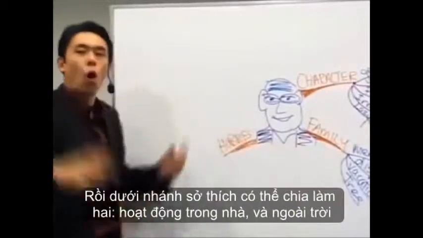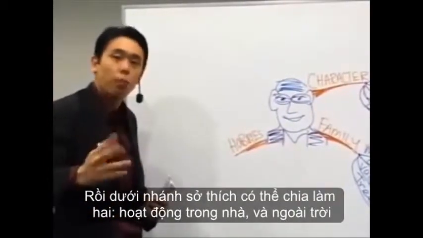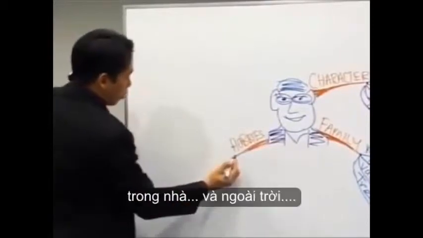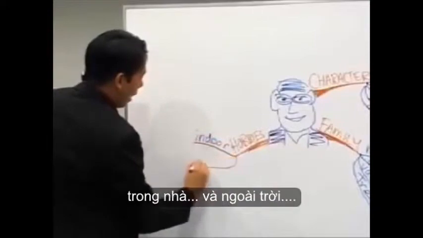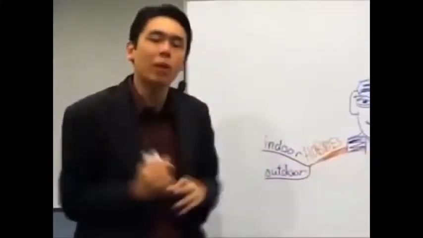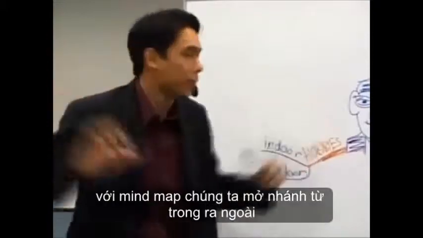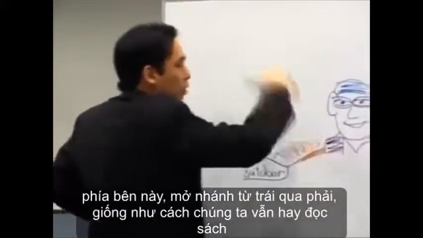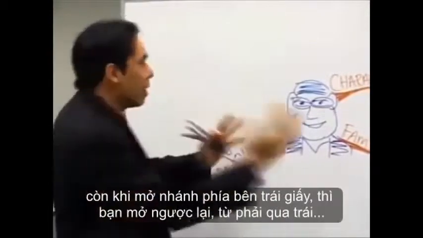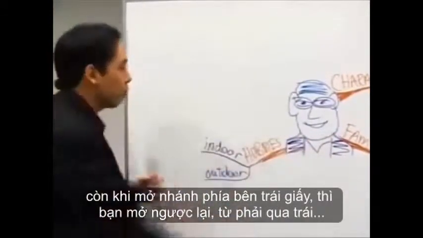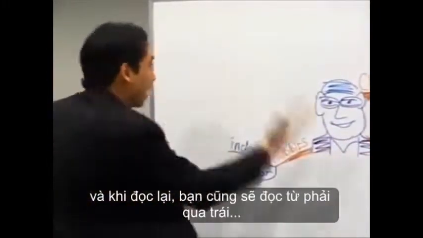Now, let's say under all his hobbies, we can divide into two main categories. Let's say indoor hobbies and outdoor hobbies, right? So, indoor and outdoor. Okay, now bear in mind once again how we branch out in a mind map. We branch out from inside to outside, right? So from here it's in to out. It's from left to right, the way we normally read. But the moment you start branching from the mind map on the left-hand side, what happens? You actually are branching from right to left. So you actually have to read it from right to left.